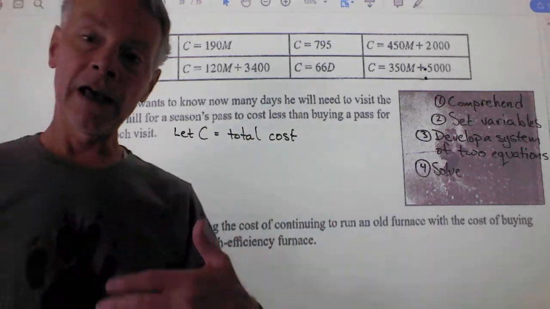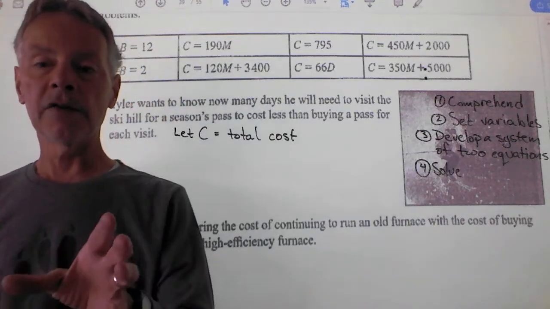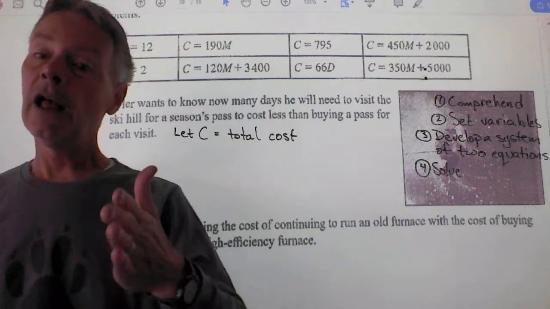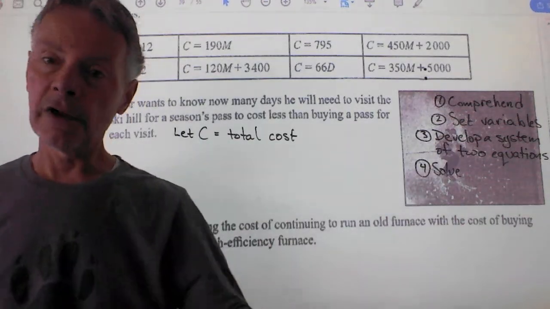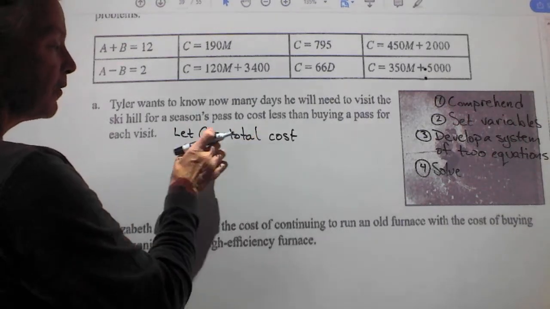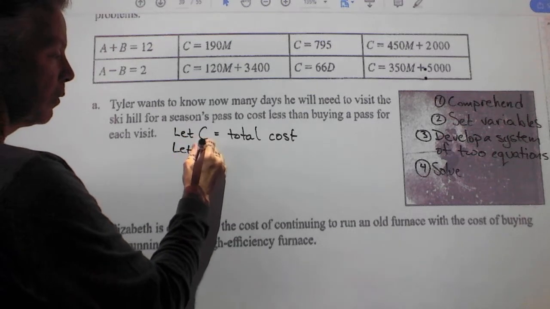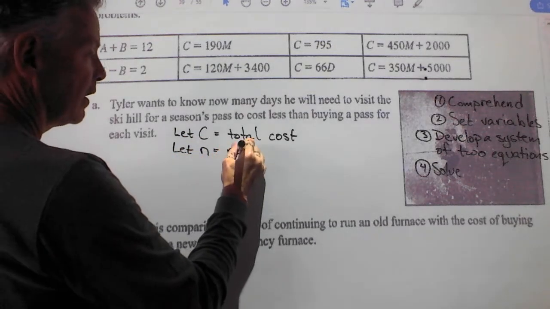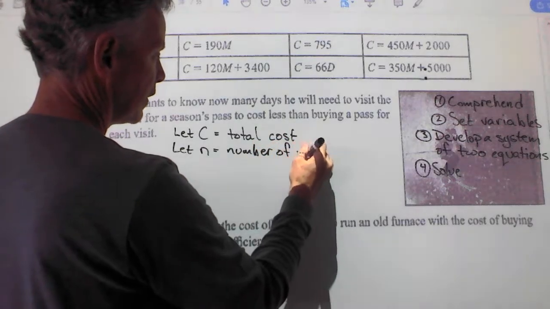Okay, whether you pay for each run for an entire season, or whether you buy a season's pass at the very beginning and then it's free. Every time you go, you don't have to pay. Another variable here that we need to consider, we'll call N, and that's the number of visits.